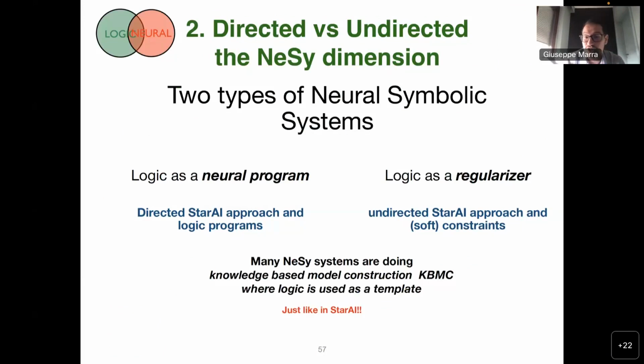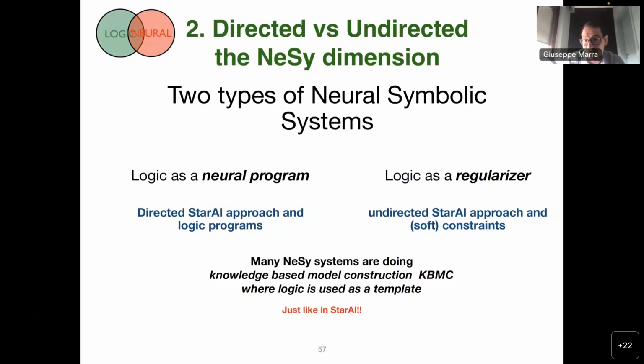And also in neurosymbolic AI, this knowledge-based model construction is the underlying idea. As I will show you in a moment, logic is used either to build the architecture of a neural net, which is the case for neural programs, or to construct a regularization loss, which is the case for logic as a regularizer. But this distinction, directed like the architecture and undirected like the loss, is pretty much the same as in statistical relational AI and basic logic. So this distinction is pretty basic and fundamental for all these integrated logic frameworks.